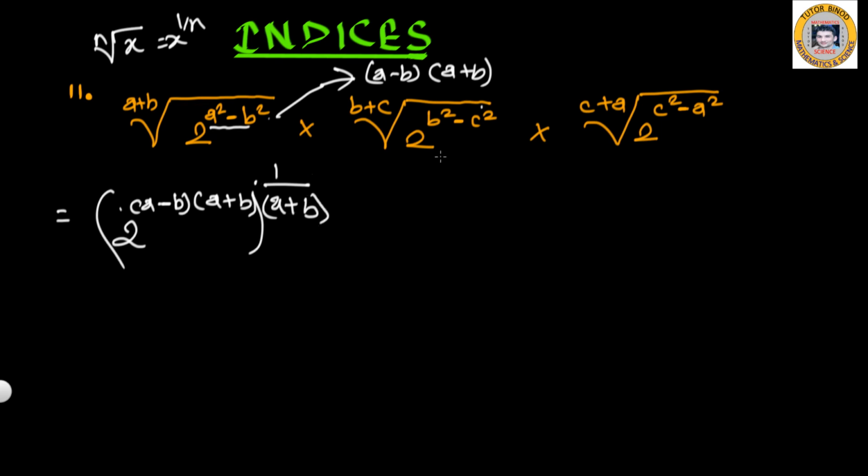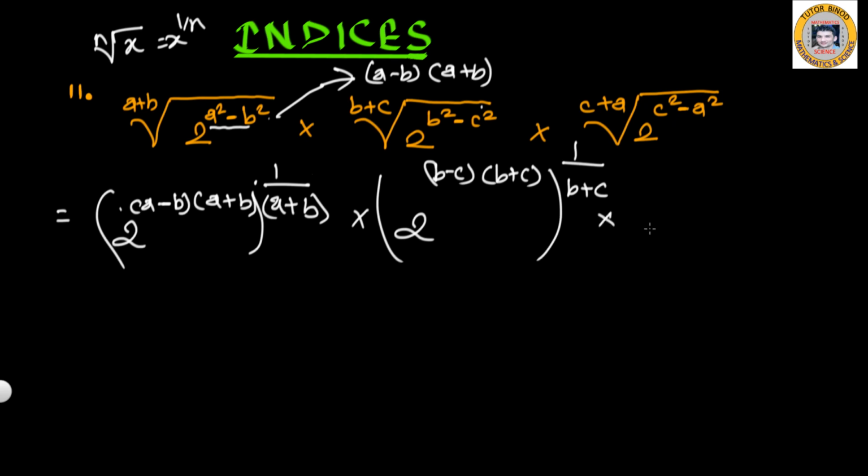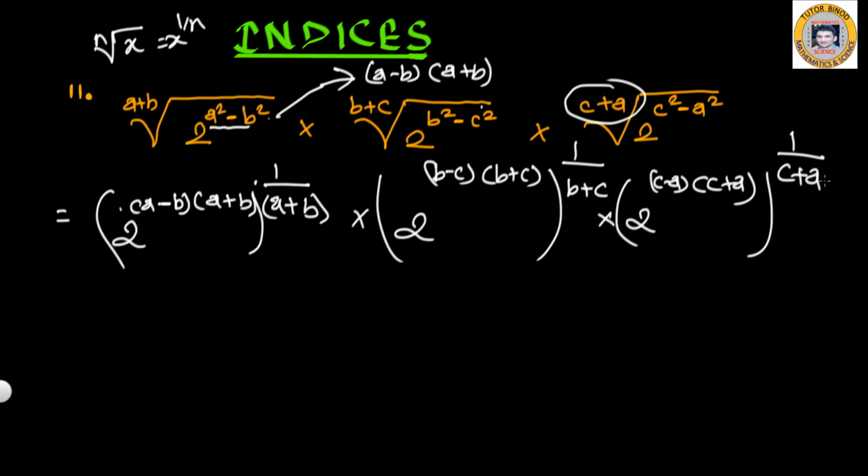So let me write like this. Similarly, the second term I can write as 2 to the power b minus c, b plus c, and 1 over b plus c, and the last term will be 2 to the power c minus a, c plus a, whole to the power 1 over c plus a, c plus a.